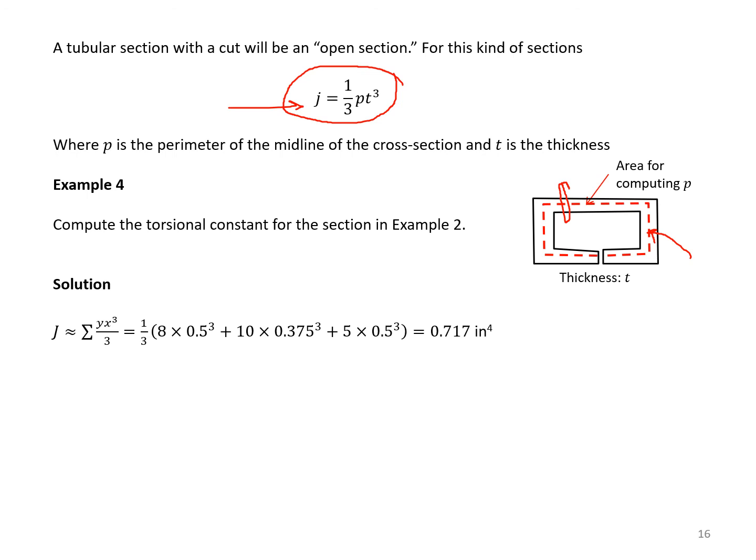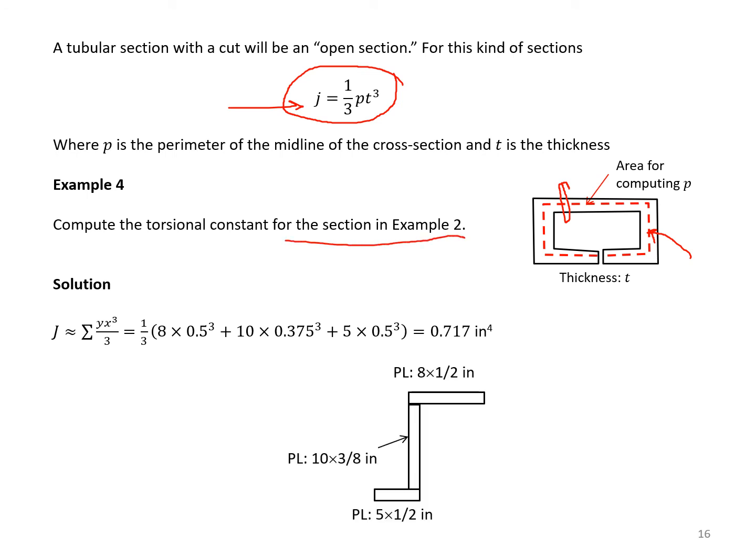Now let's look at an example. Let's look at our example 2, and let me show you the figure for that one. Remember that 3 plates, and we want to find the torsional constant. Again, we use our sigma equation. There are 3 segments, 1, 2, 3, and for each one you use this equation. The width multiplied by thickness to the power of 3. Very simple. You get 0.717, and don't forget the total value is finally divided by 3 when you add these things.